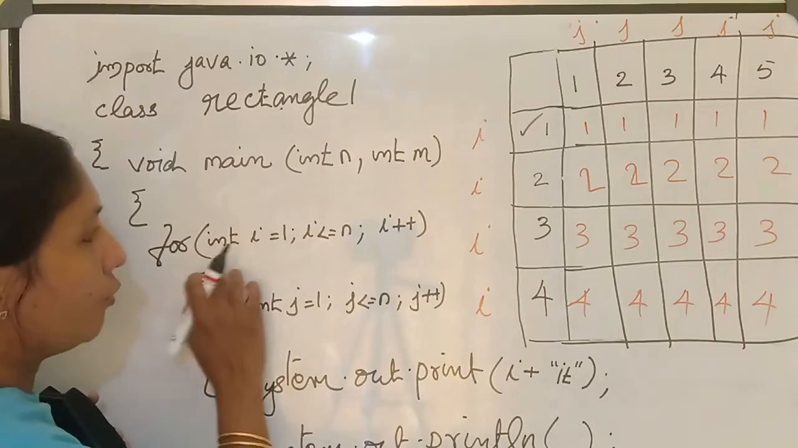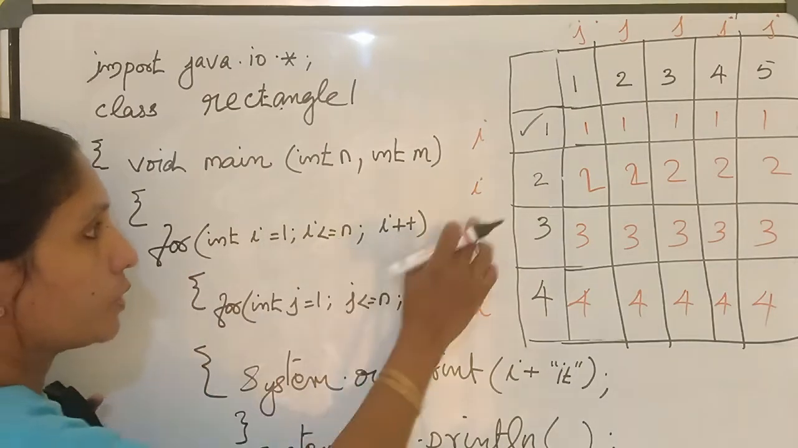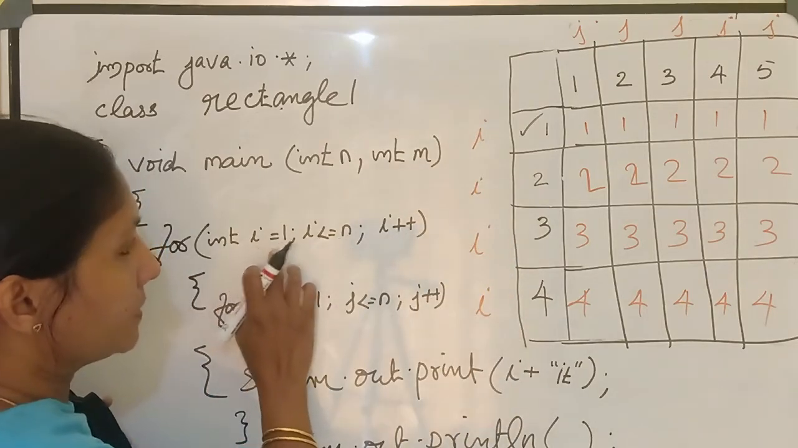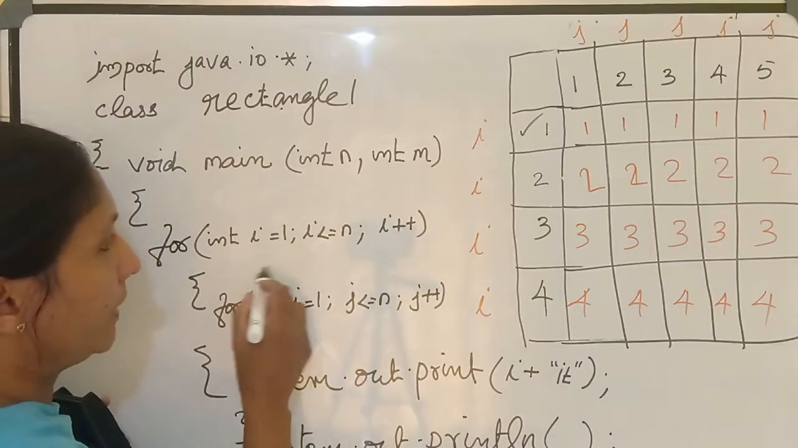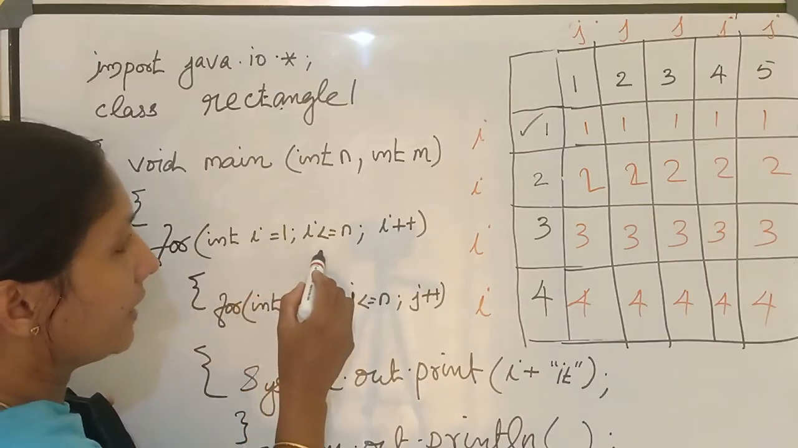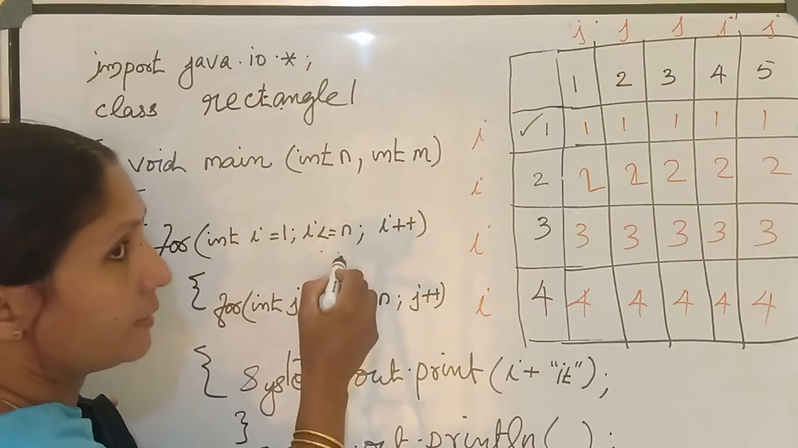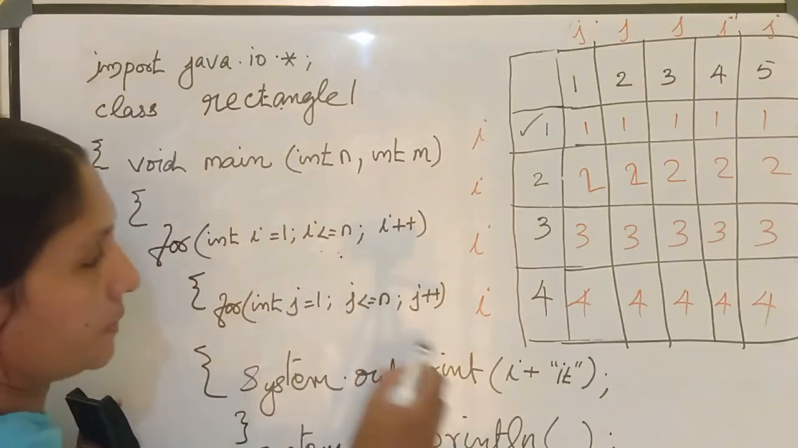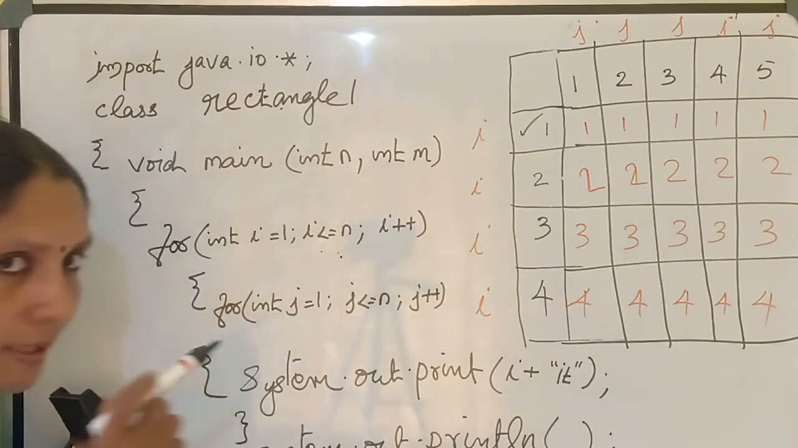And for the first loop, we need one loop to create the rows. This one represents the row loop. Okay, i is equal to 1 and i less than or equal to n. That is the limit of the row. i plus plus. Okay, and then open the curly bracket.